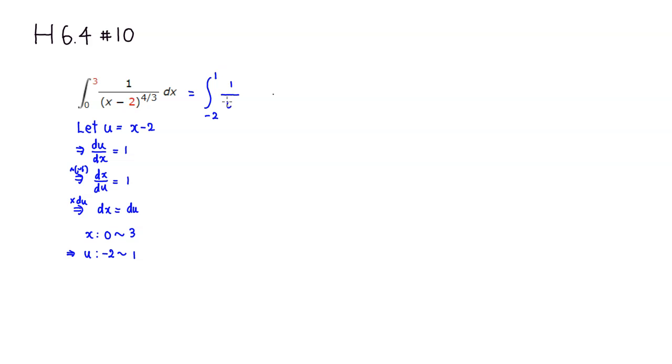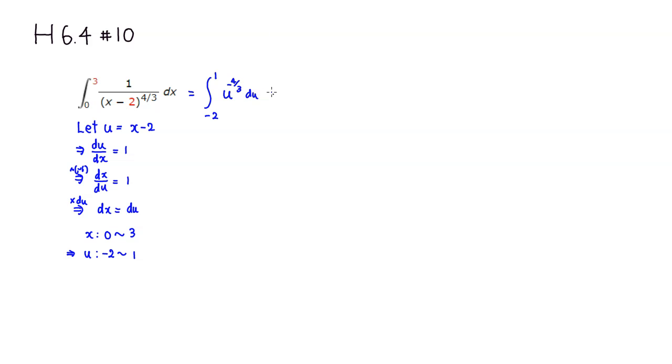u to the 4/3. Actually, I don't like fractions, so I'm going to rewrite it as u to the negative 4/3 du. As you can see, 0 is between negative 2 and 1, but when u becomes 0, because of the negative power, 0 is going to be in the denominator, which would be undefined. So the bad number would be u equals 0.